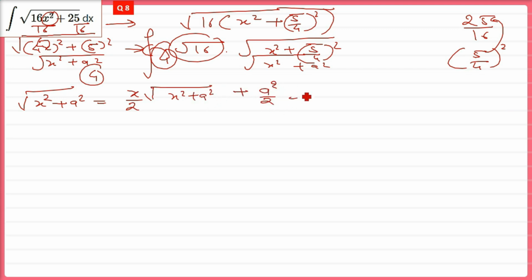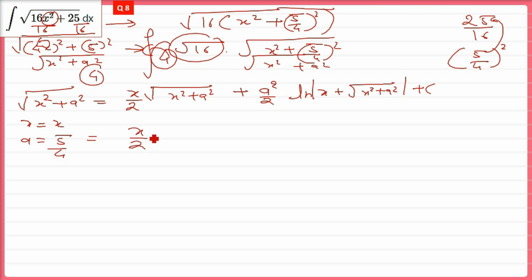Remember, this is not under root x square plus a square, it is the integration of under root x square plus a square, right? This is the integration of under root a square plus x square, or x square plus a square, whichever way you call it. So x is equal to x we are going to take, and a will be taken as 5 by 4.